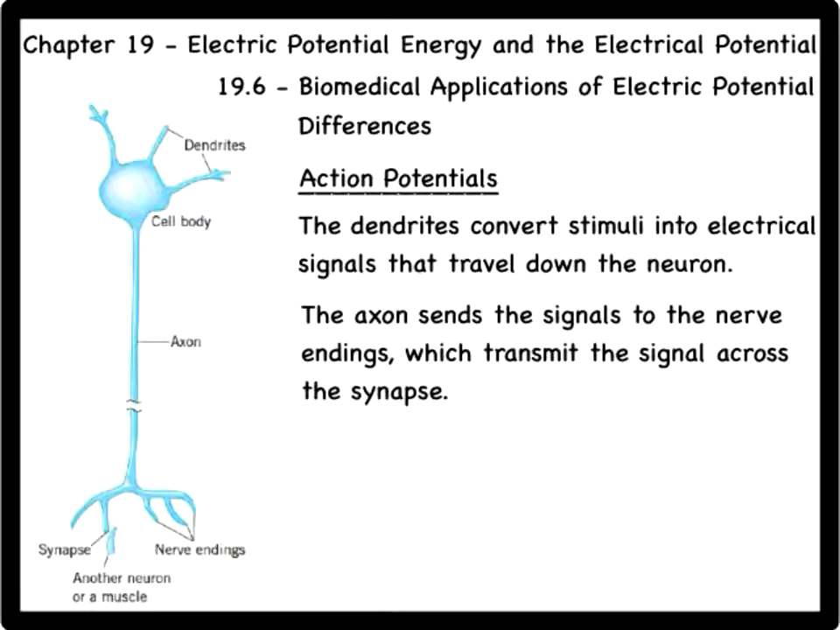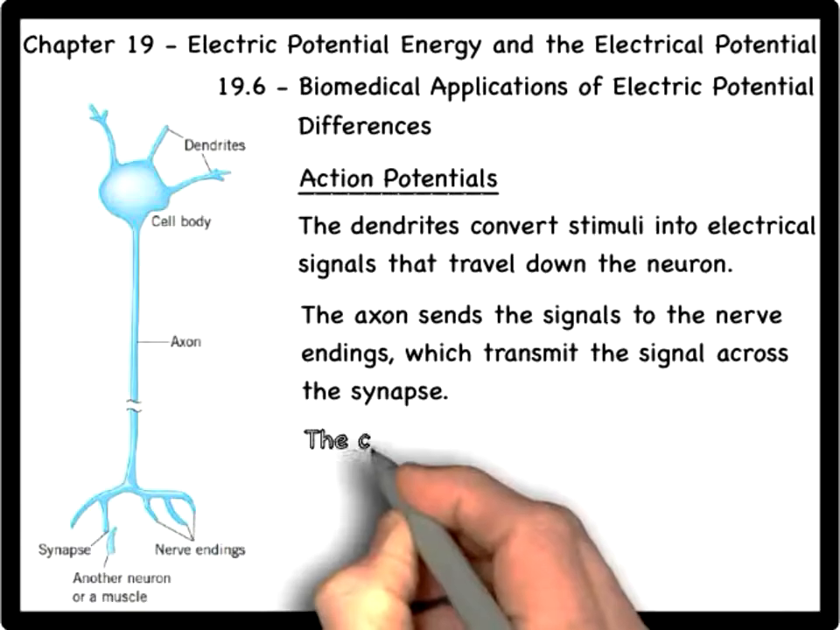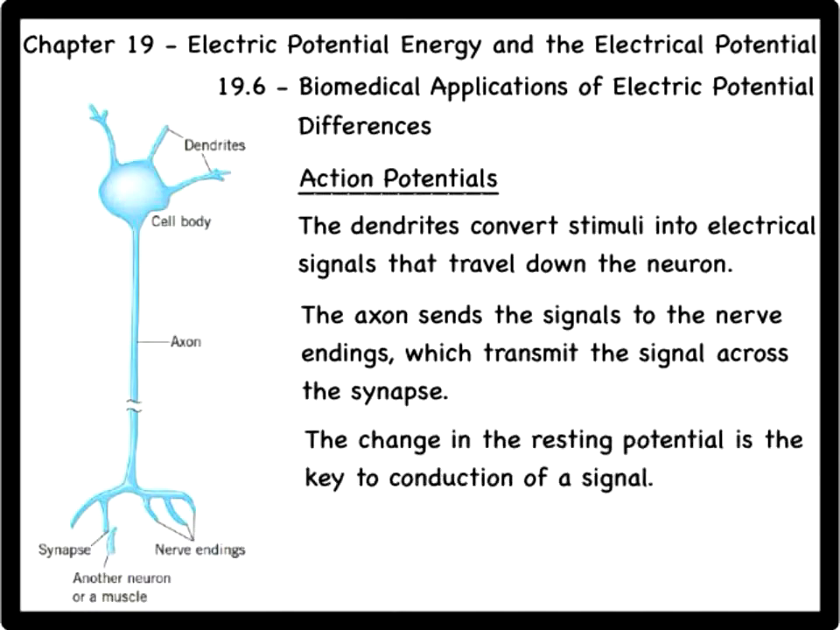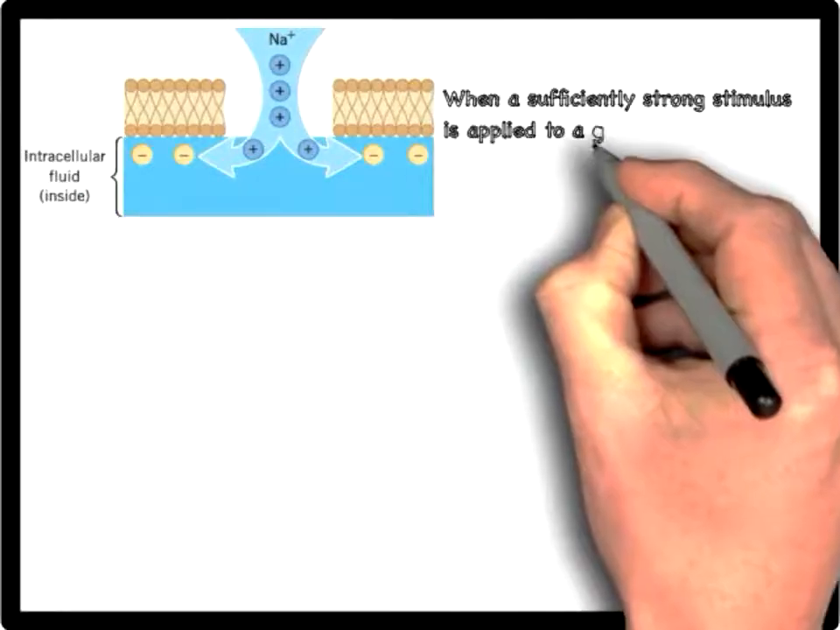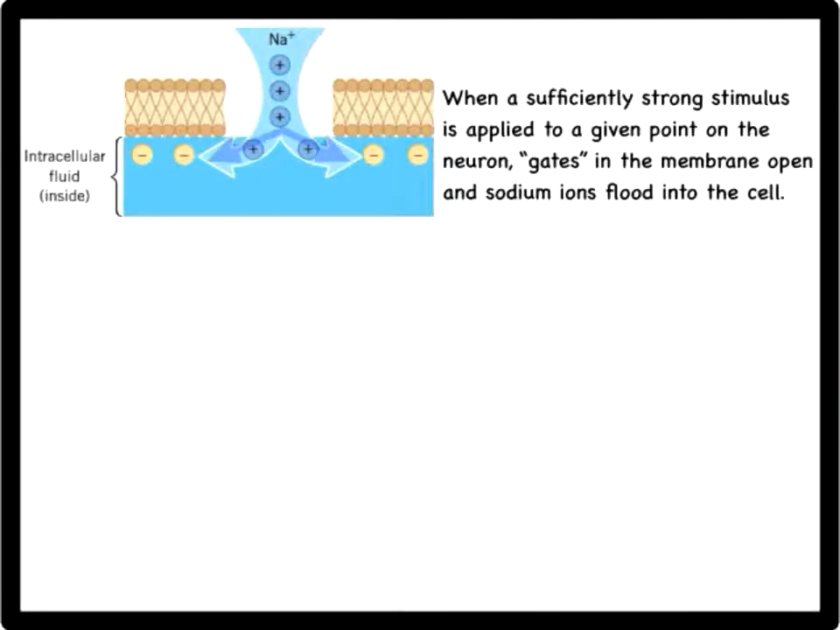A resting neuron is one that is not conducting an electrical signal. The change in the resting membrane potential is the key factor in the initiation and conduction of a signal. When a sufficiently strong stimulus is applied to a given point on the neuron, gates in the membrane open and sodium ions flood into the cell, as the figure illustrates. The sodium ions are driven into the cell by the attraction to the negative ions on the inner side of the membrane, as well as by the relatively high concentration of sodium ions on the outside of the cell.